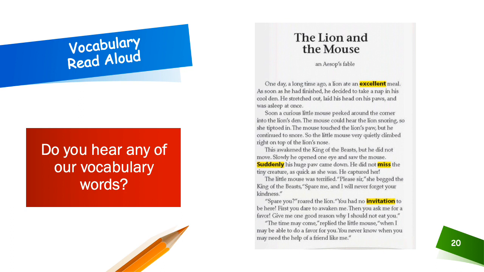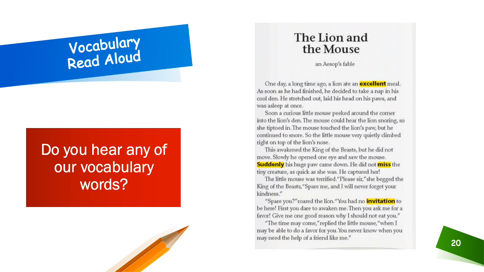This awakened the king of beasts, but he did not move. Slowly, he opened one eye and saw the mouse. Suddenly, his huge paw came down. Did you hear a vocabulary word? Suddenly? So does that mean his paw slowly came down or fast and quick? Suddenly means quickly or rapidly, so we know that the lion's paw came down quick.